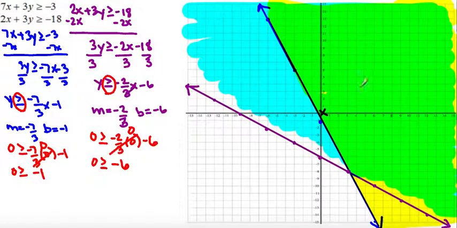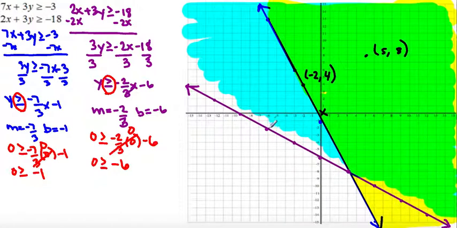Okay, so my solution to this system is everything in the green. So I can pick any point really, 5, 8 as a solution, and then also this solid line right here, and then this solid line right here is also a solution. So like this point right here could be a solution, negative 2, 4. And then everything that's outside of that, so the blue, the white, the yellow is not a solution.